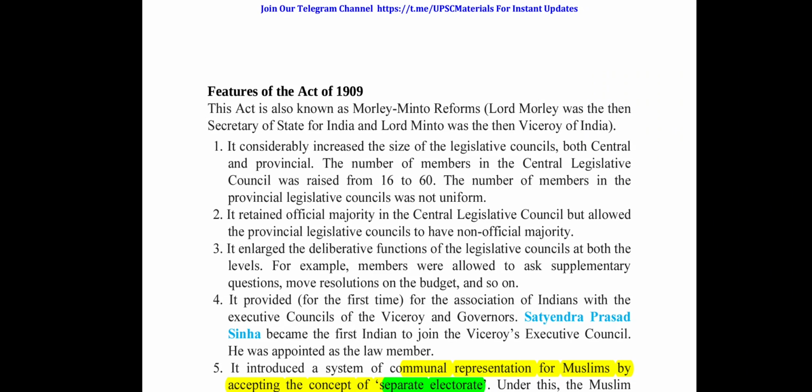Hello everyone, today we will discuss the Morley-Minto Reforms, which is the Act of 1909.